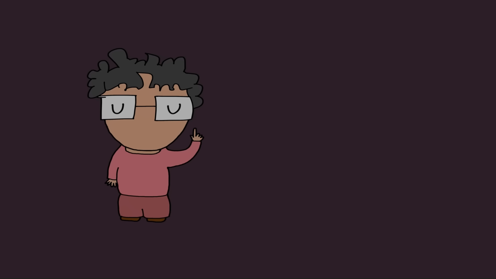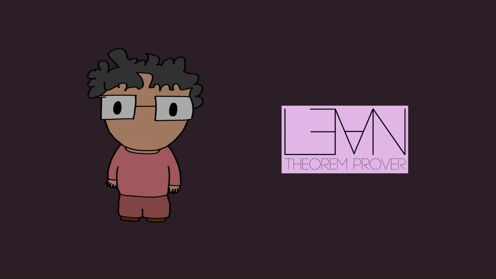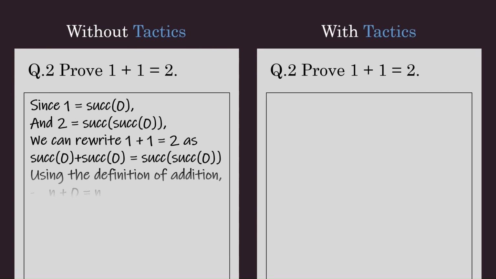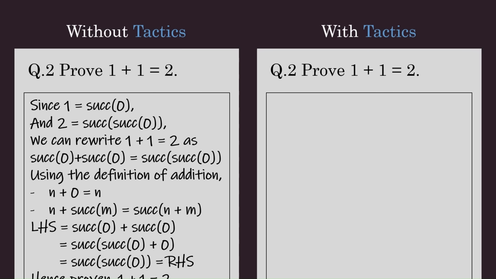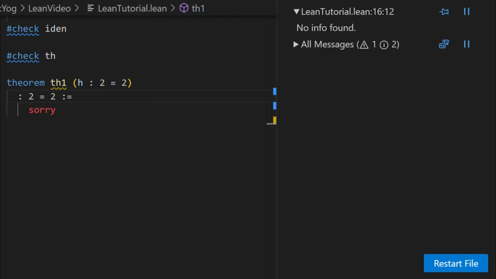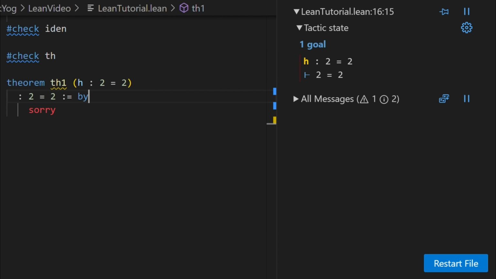There are two aspects of Lean we can use to help us with proving. The first is tactic mode. Instead of painstakingly writing every detail of the proof, tactics allow us to give broad instructions on how to construct the proof. Enter tactic mode by writing by after the theorem. Notice the tactic state pop up in the info view that tells us our assumptions and the goal.